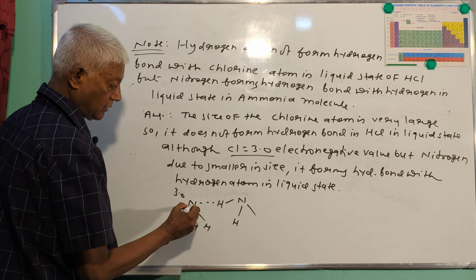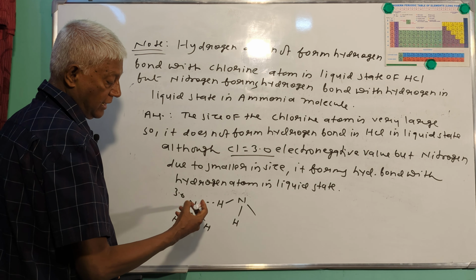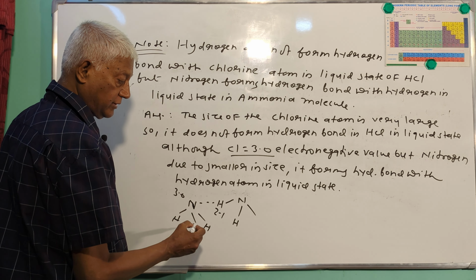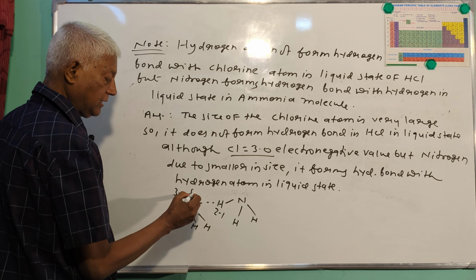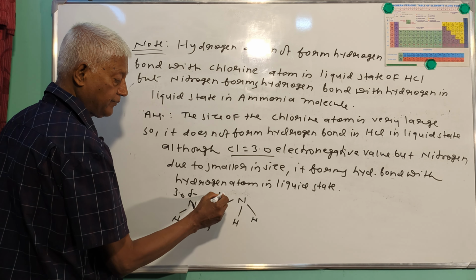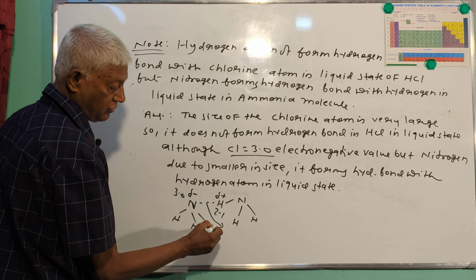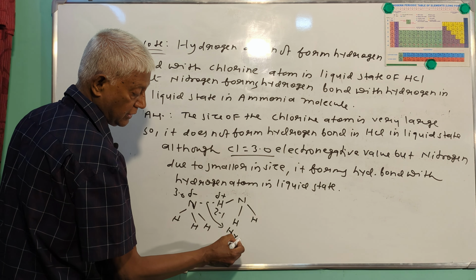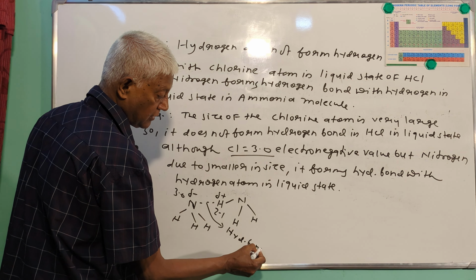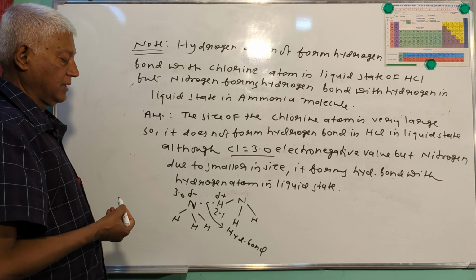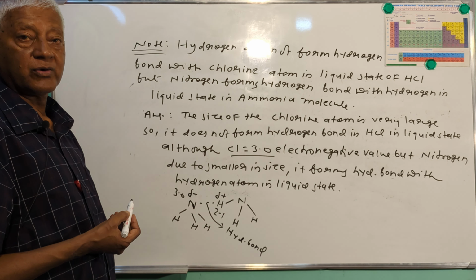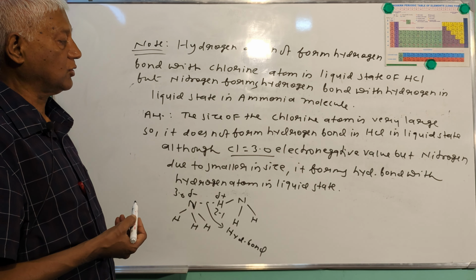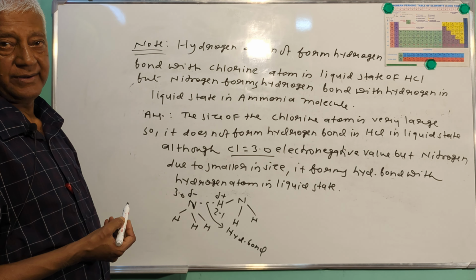Yes, hydrogen has how much? 2.1. That is the hydrogen atom. So nitrogen has a slightly negative charge, hydrogen has a slightly positive charge. So what does it form? It forms hydrogen bond with hydrogen atom in liquid state. But chlorine does not form. Why? Because the size of the chlorine atom is higher.